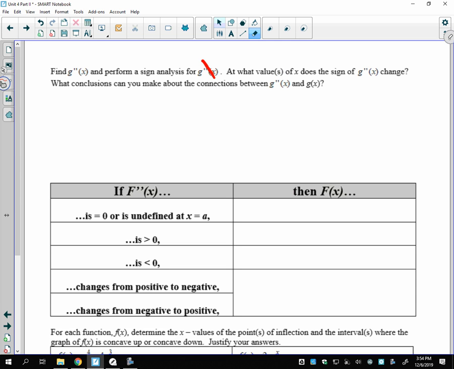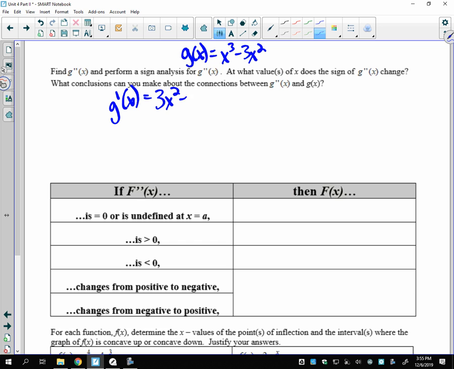So it says find f double prime and perform a sign analysis. And what does this tell me about the second derivative? The second derivative is when we can look at concavity. And so the equation for g(x) on the previous page was x cubed minus 3x squared. So g(x) is x cubed minus 3x squared. If I do the first derivative, that would be 3x squared minus 6x. If I do the second derivative, I just take the derivative again, and that would be 6x minus 6.